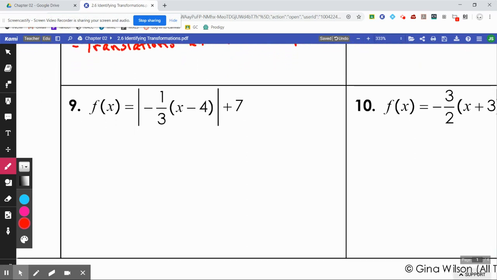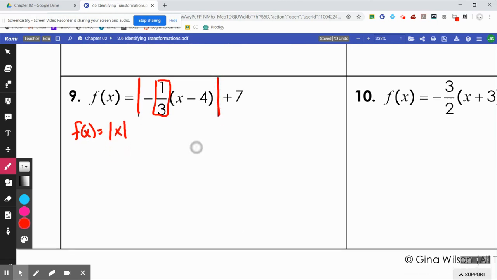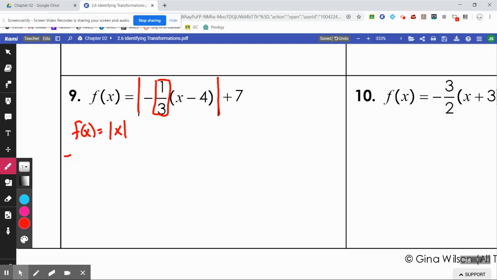Look for multiplication and division first, and I do have the 1/3 right here. It's inside with the x, so that would be horizontal. Let's identify the parent function first. F of x equals, take away all the multiplication, the pluses, the minuses, and it leaves you with the absolute value of x, our V-shaped graph. Then we move on to the 1/3.